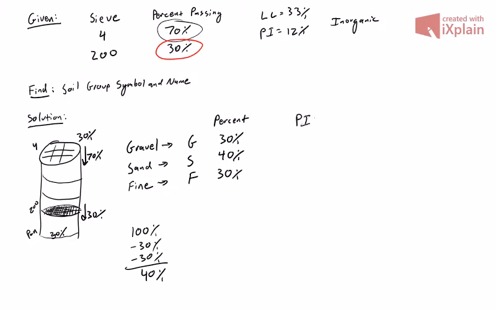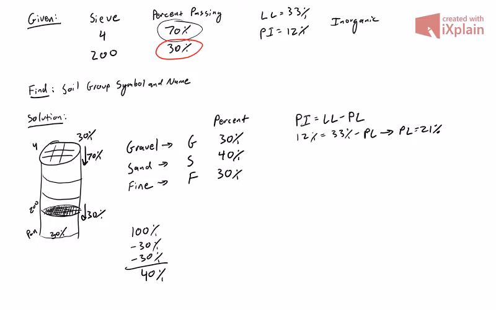The plasticity index is equal to the liquid limit, or LL, minus the plastic limit, PL, right? So if the plasticity index is 12%, the liquid limit is 33%, that means that the plastic limit is 21%. And that comes up as useful when we're going through our classification. So now that we have all this information, we can start to actually classify our soil.